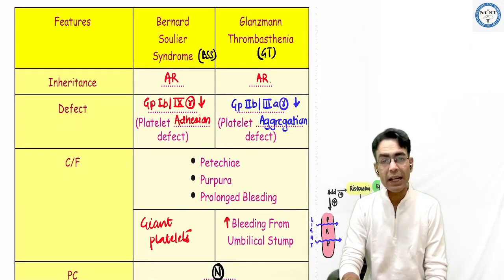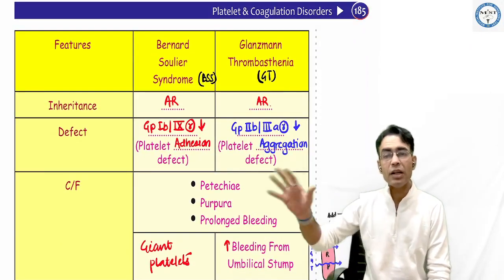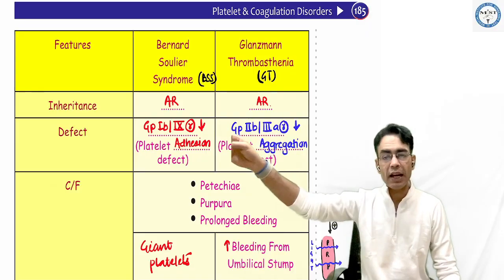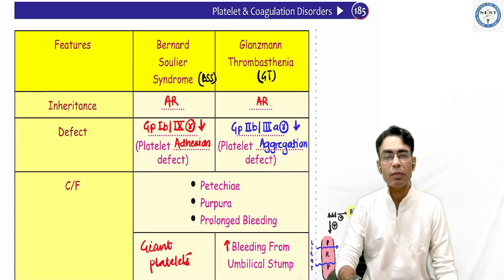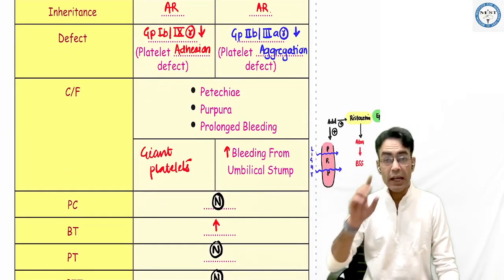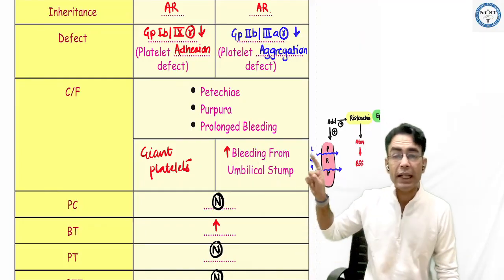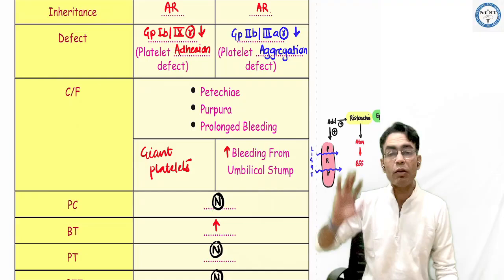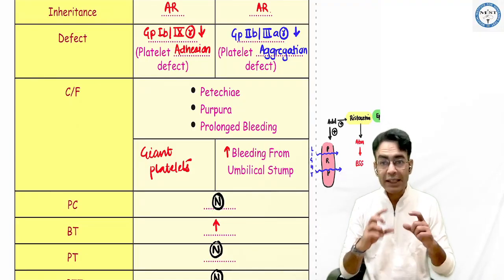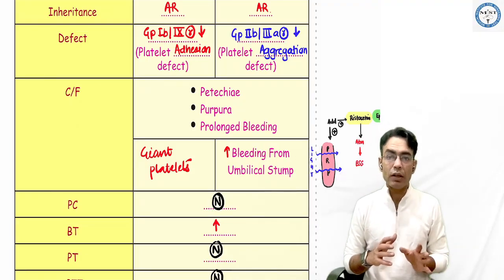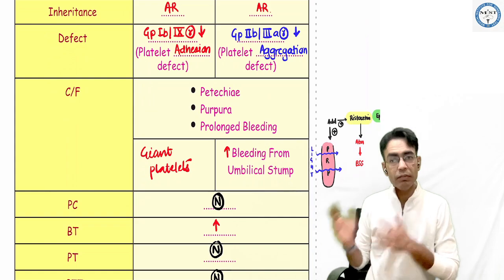Then Bernard-Soulier and Glanzmann, same rahta hai yaar inke saath. Bernard-Soulier, Glanzmann, they are AR. This is triangle receptor problem. This is semicircular receptor problem. Clinical feature is same. In Bernard-Soulier, there will be presence of giant platelets, bahut important hai. In GT, it will be increased bleeding from the umbilical cord stump. Giant platelet, Bernard-Soulier. Increased bleeding from the stump, GT.